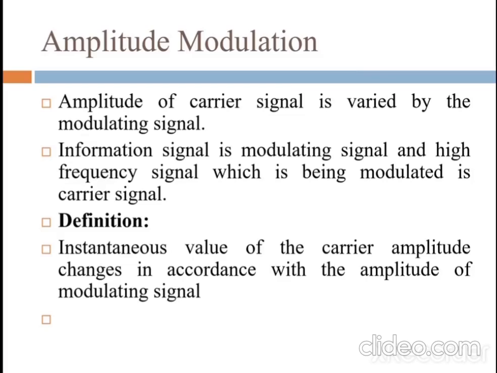That means the modulating signal is the same as the information signal, and the high frequency signal which is being modulated is the carrier signal. Okay, that means the modulating signal, otherwise the information signal, is a low frequency signal, and the high frequency signal is the carrier signal. Then the definition: the instantaneous value of carrier amplitude changes in accordance with the amplitude of the modulating signal. This is called amplitude modulation.